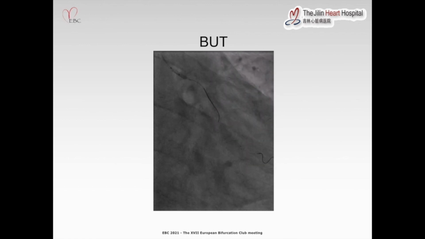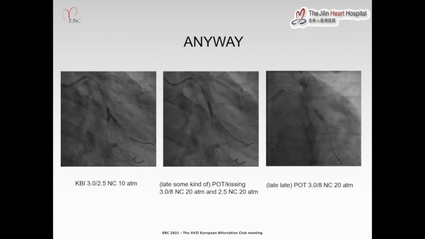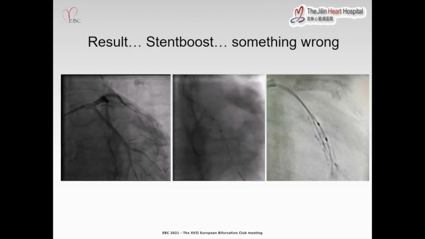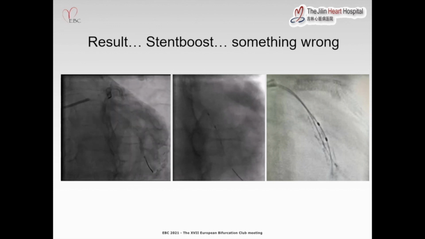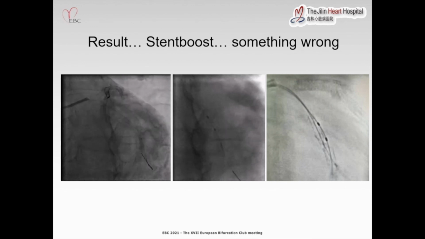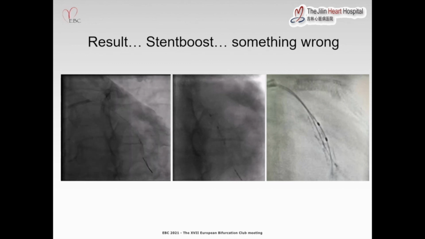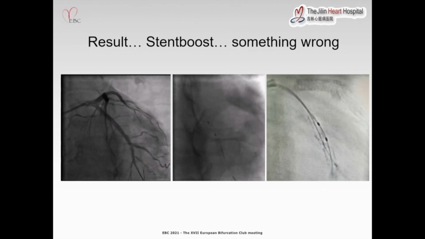It was too fast, and in some way he rewired, and did a kissing with a bigger balloon, a very late POT with a 3.0 balloon there, a very, very late POT. And this was his result, but he had some doubt. The angio was not so good, and he did a stent boost, and the stent boost was ugly, terrible.